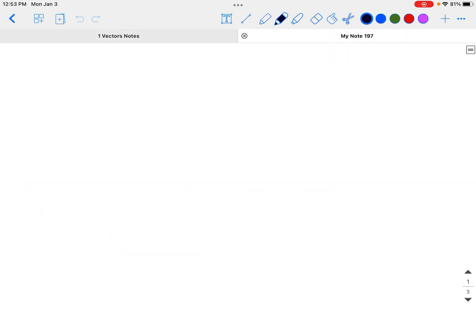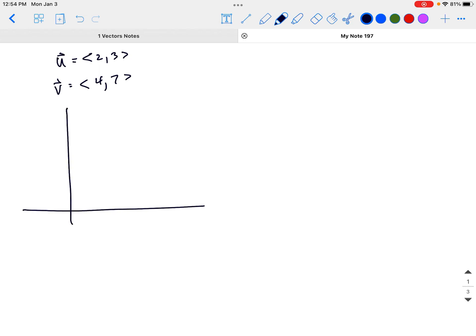So I think I want to just jump into a quick example just to show why that is or how that works. So we're going to pick two vectors here, some relatively simple ones. We'll pick 2, 3 as our first vector, and then 4, 7 maybe as our second vector. So I'm going to draw my coordinate plane here. For U, I'm going to use red, V, I'm going to use green. So U is going to be 2, 3, so that's going to be this vector here. And then V is going to be 4, 7. So that is going to be this vector here.